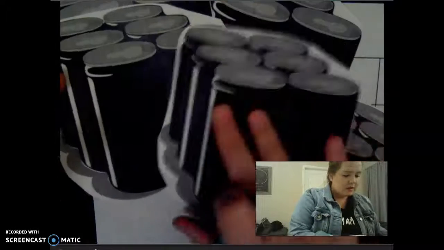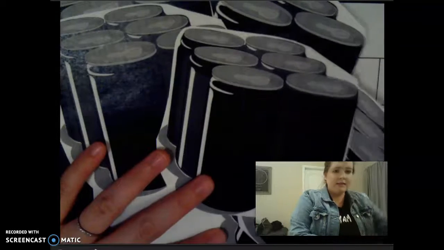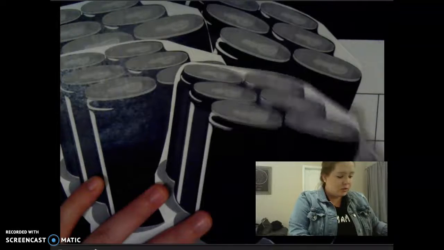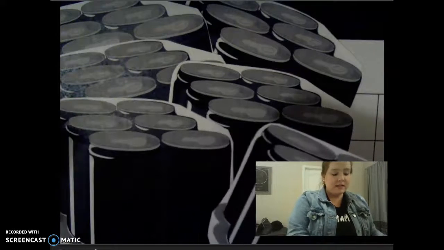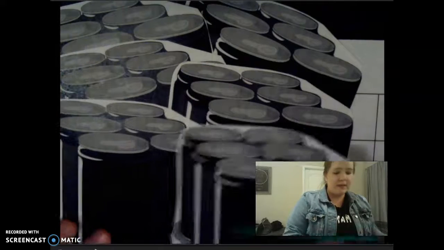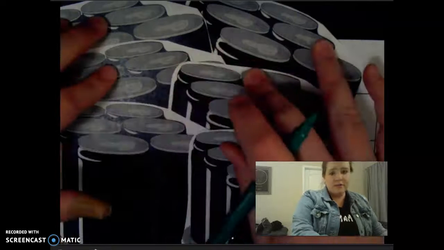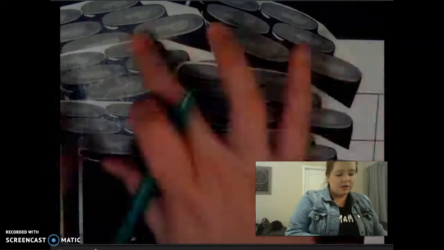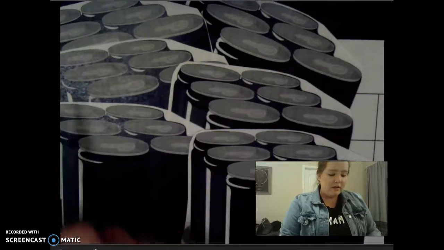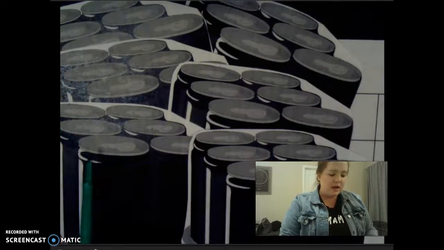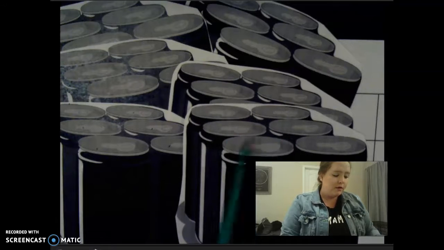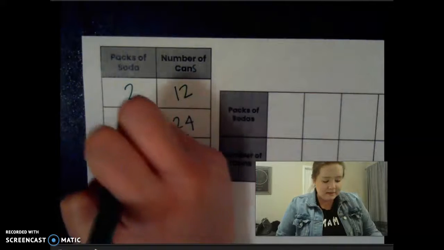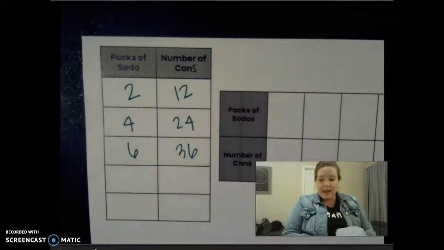Here is 24 cans. Oops, you can't see that. There is 24 cans of soda, and I want to do 6. This is 4 packs of soda, and I want to do 6 packs of soda. So I know that 4 is 24. I'm just going to pick up counting there, okay? 1, 2, 3, 4. This is 5. 25, 26, 27, 28, 29, 30, 31, 32, 33, 34, 35, 36. And 6 packs of soda equals 36. Okay?